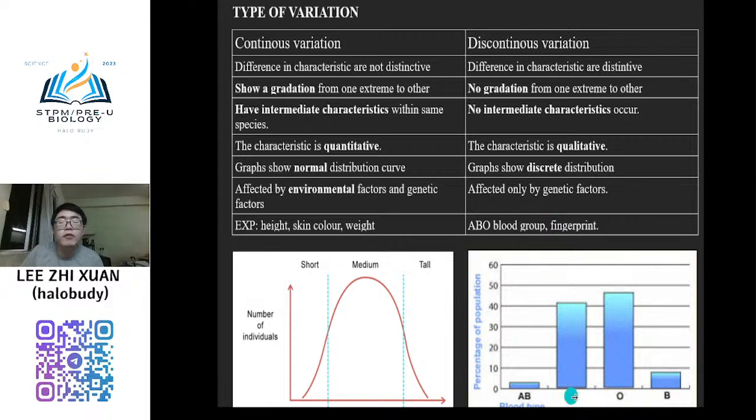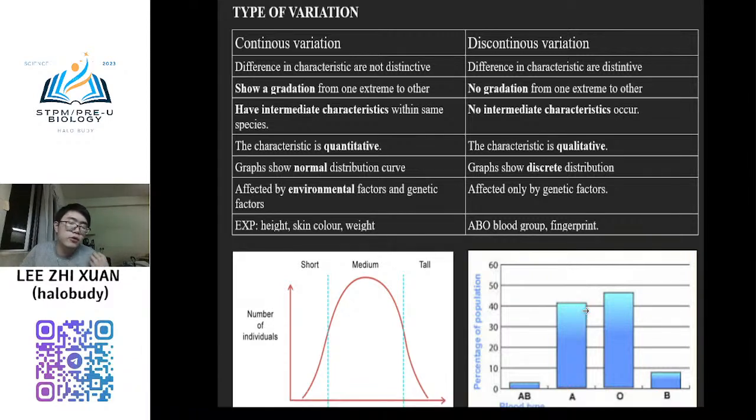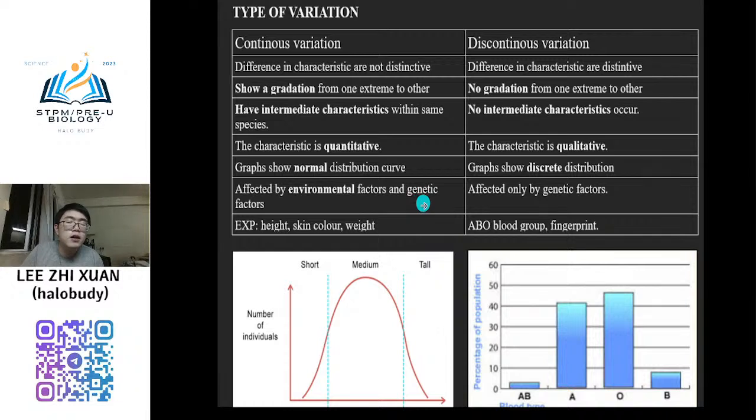Environment cannot affect it. Like the blood group, environment cannot affect it, right? When you are born blood A, you are always blood A. It cannot be changed. You cannot say the environment can change your blood group from blood A to blood O. No such thing, because it can only be controlled by genetic factors. But continuous variation can be controlled by environmental factors and genetic factors.